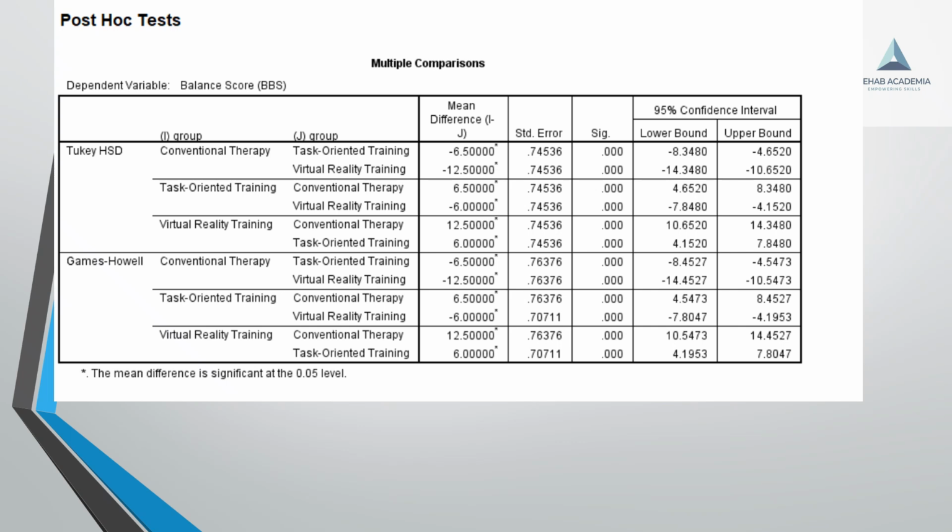Now, task-oriented training versus virtual reality training. Mean difference is minus 6 and p-value less than 0.001. Virtual reality training also produced significantly higher balance scores than task-oriented training. All three rehabilitation interventions differ significantly from each other, with virtual reality training showing the highest balance scores, followed by task-oriented training and then conventional therapy.